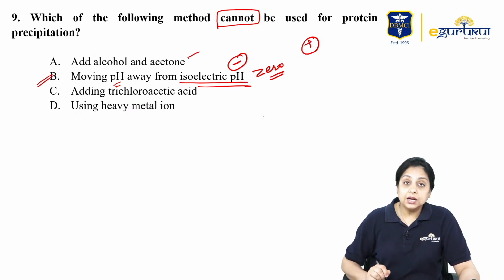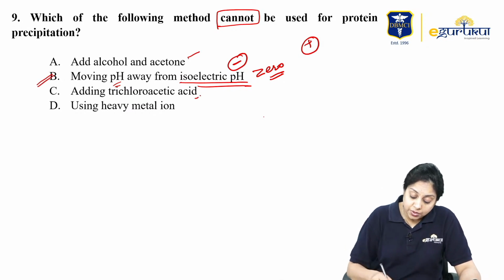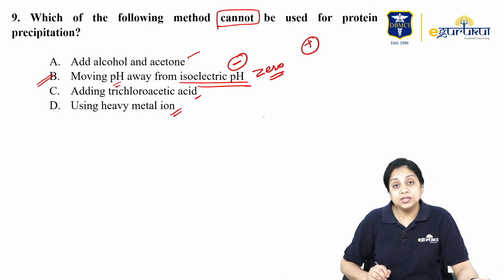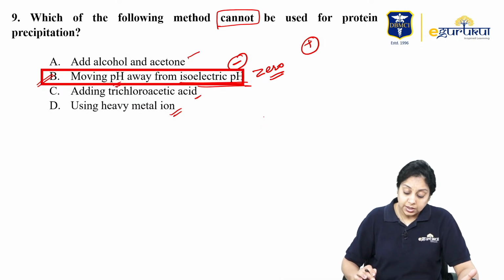So this is the correct choice. Adding trichloroacetic acid, using heavy metal ions, choice A, choice C, choice D, all are the ways for the protein precipitation, right? So B is not the choice for the protein precipitation.